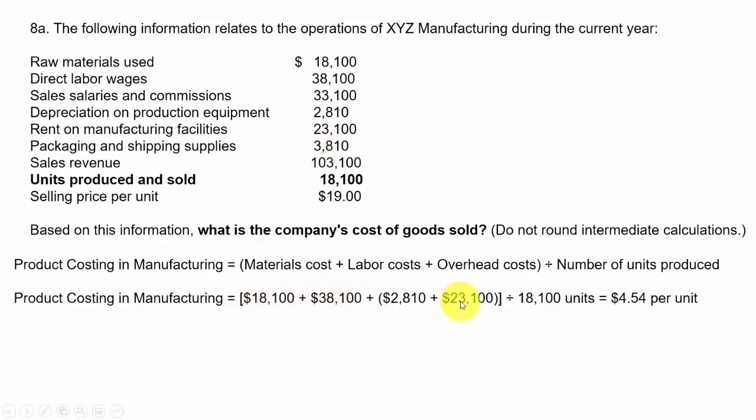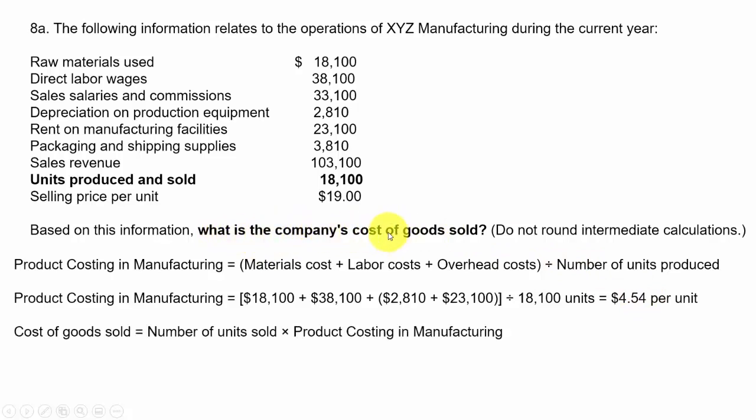Anyway, you take all those costs divided by 18,100 units, which is how many units we made, produced, and sold. And when you do that, you get the cost per unit, which is $4.54. Now, this problem wants to know the company's cost of goods sold.